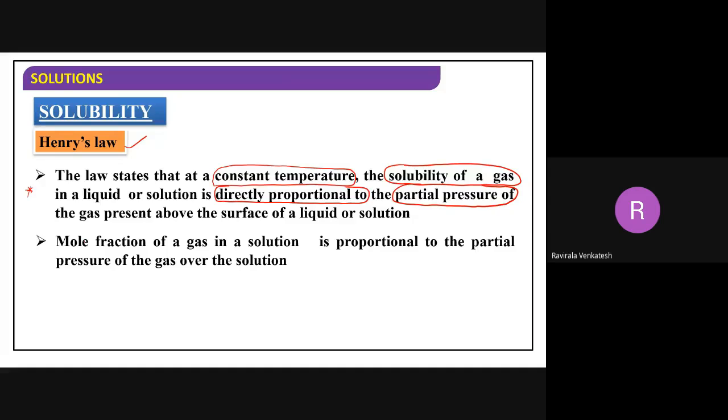Now, what is solubility? Let me see. The mole fraction, how much amount of gas dissolved in the water. The mole fraction of the gas in solution is proportional to the partial pressure. Initially, I told you, solubility means amount of solute dissolved in the water or liquid. Amount of the solute dissolved in the liquid is nothing but solubility. Now we can say mole fraction of the gas means how much amount of gas dissolved in the solution. So that is directly proportional to the partial pressure. So now we can rewrite this: mole fraction of the gas directly proportional to the partial pressure of the gas.